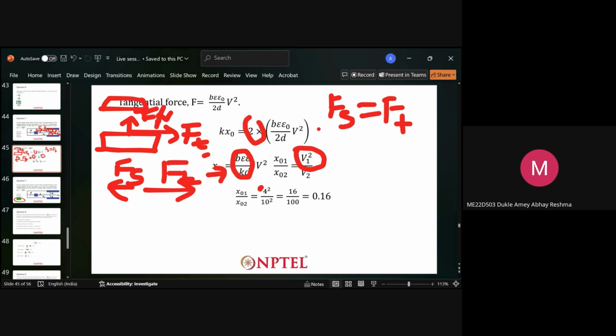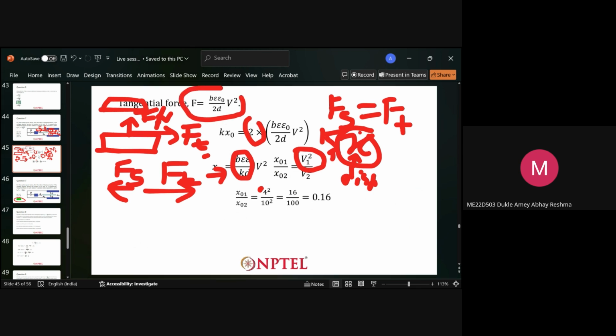In this equation, Fs is given by kx, where k is the spring constant and x is the displacement of the spring. Now we need to find the ratio of this displacement, and we have the tangential force formula given here already. You can see it here. What we have to find out is, if we change the voltage, what is the relation between the displacement and the voltage? So now we'll find the theoretical relation. We'll just substitute here.